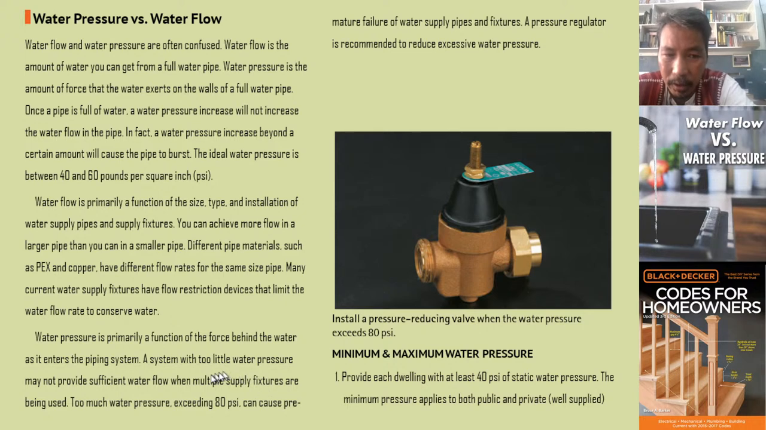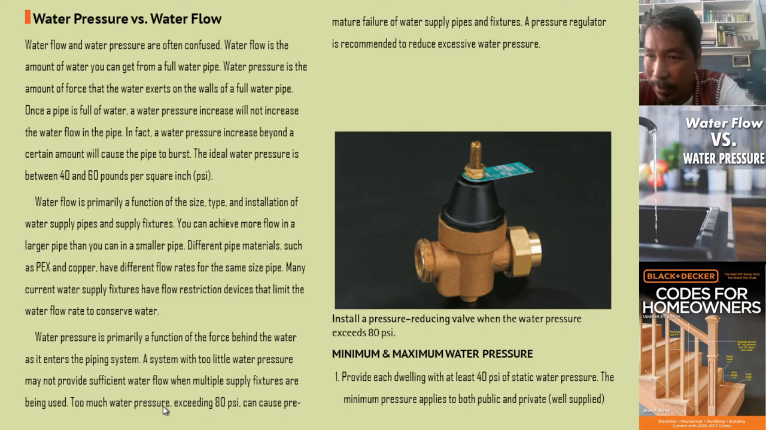Okay? A system with too little water pressure may not provide sufficient water flow when multiple supply fixtures are being used. Okay? So, multiple supply fixtures. What do you mean by multiple supply fixtures? Fixtures are the load. If you have a car, the load of the car is what? The passengers. Okay? If there are plenty of passengers, for example, 20 passengers, it is a very different matter when the car only has one passenger. Okay? That is the load. Fixture is a load. Okay? Fixture is a load.